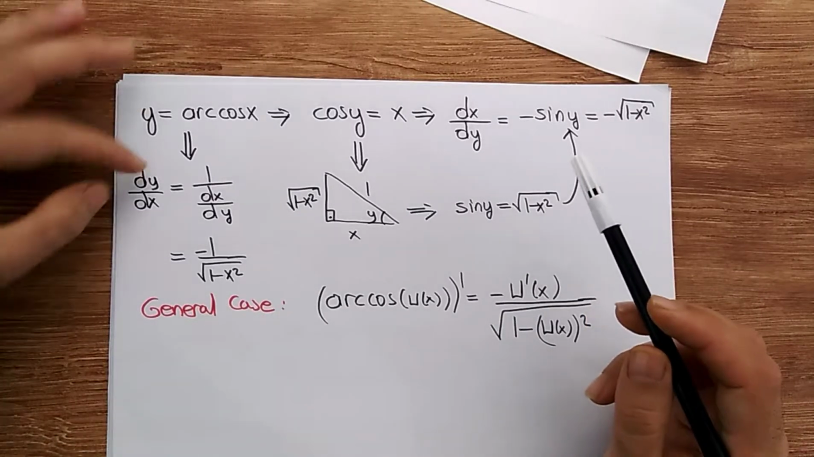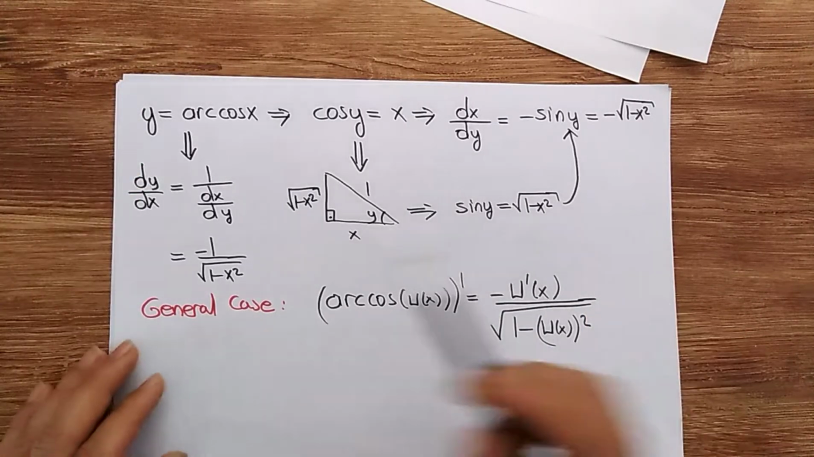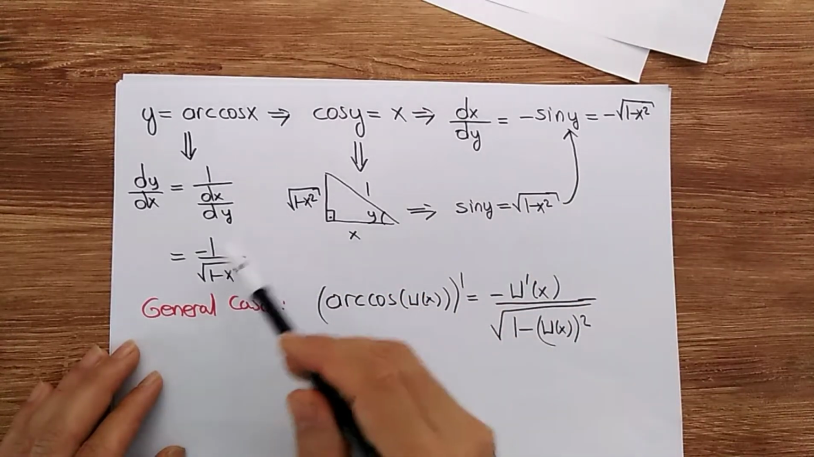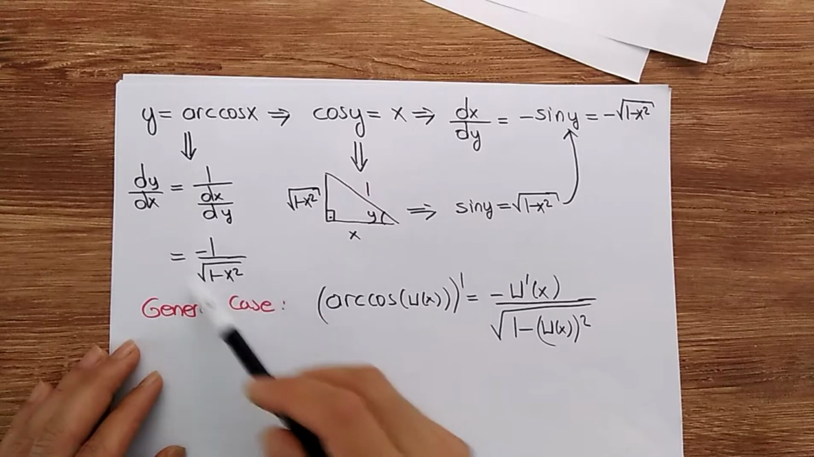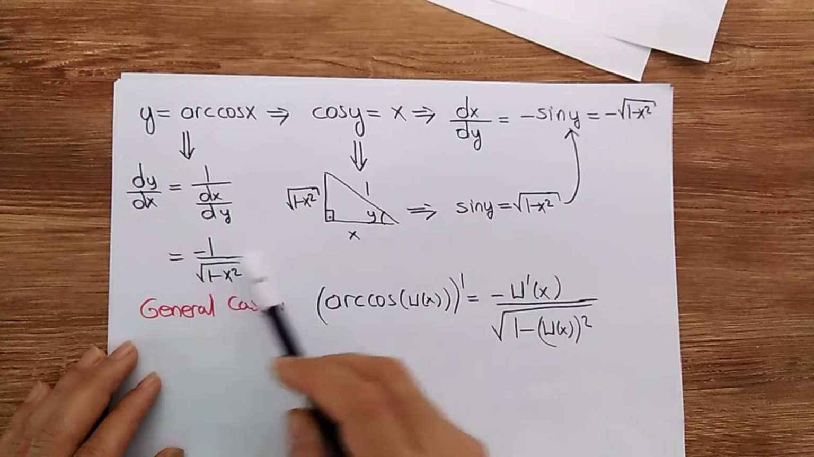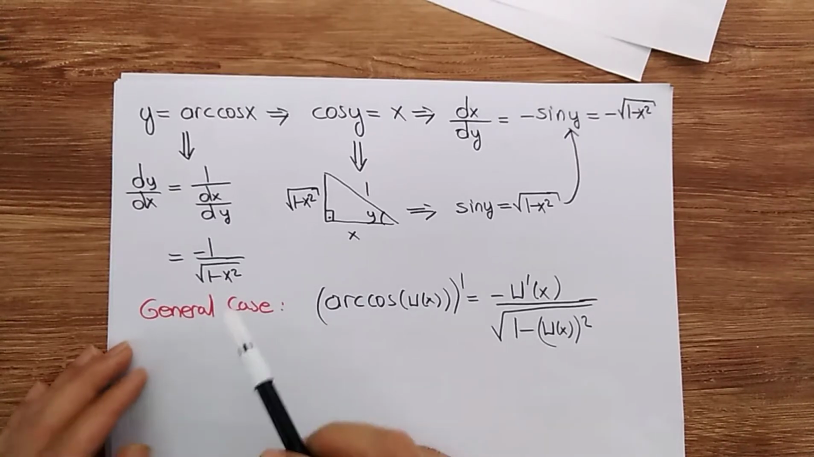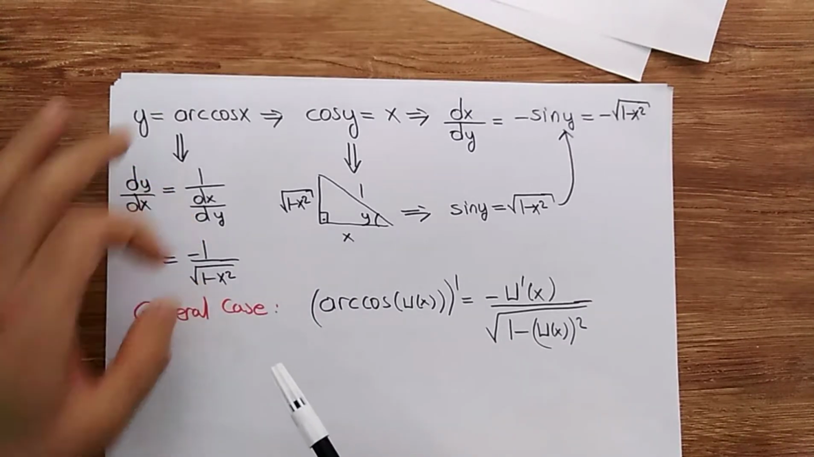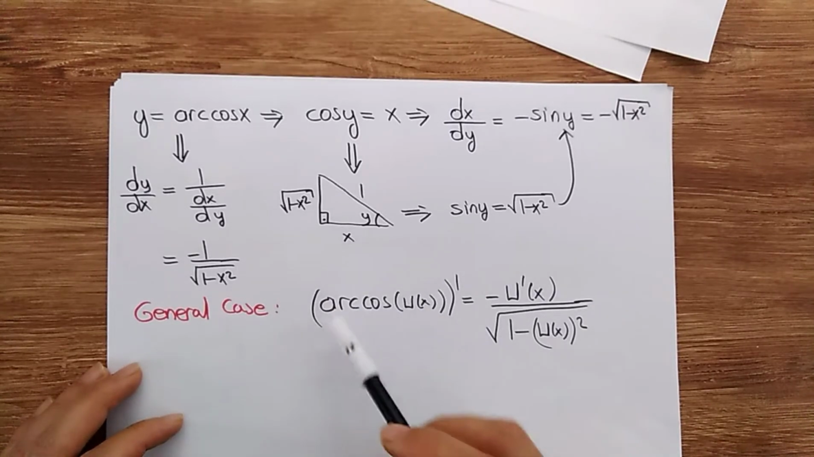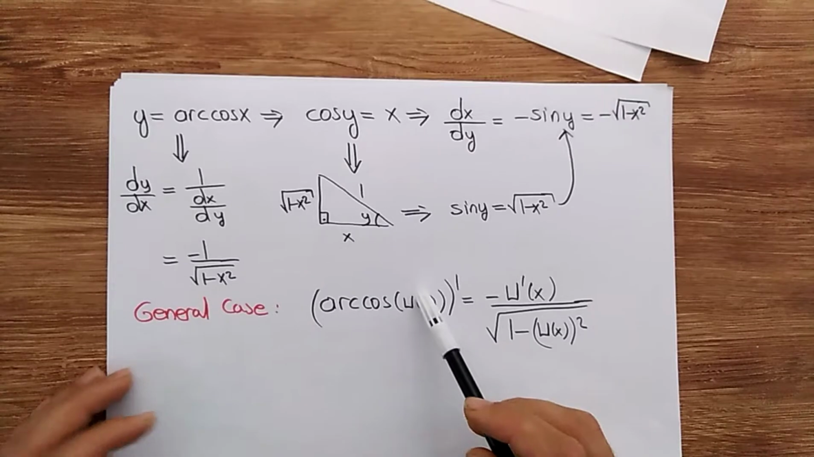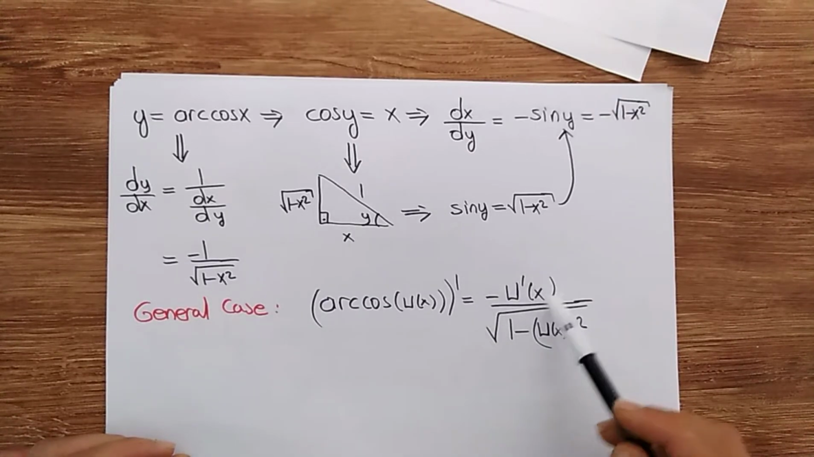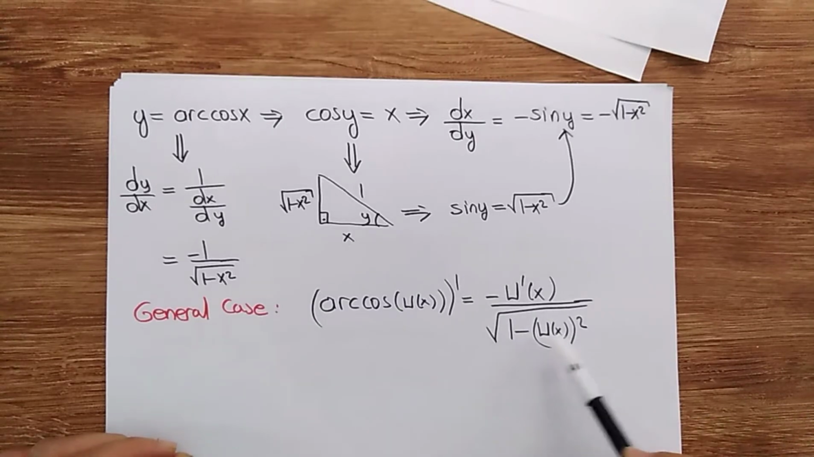Now again, we write dy over dx in terms of dx over dy. By substituting this equality into this expression, we shall get derivative of arc cosine x as minus 1 over square root 1 minus x squared. Again, we can generalize this situation to more general one. Consider this composition. Derivative of this composition with respect to x is minus u prime of x over square root 1 minus u squared.